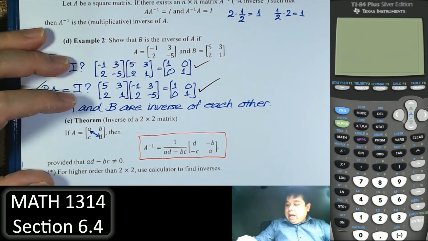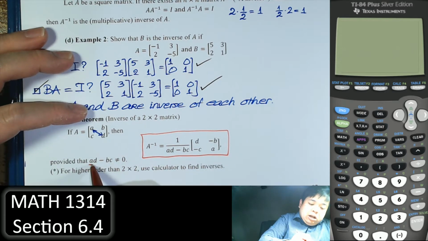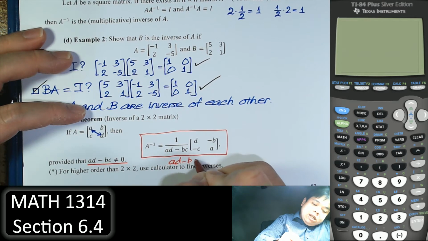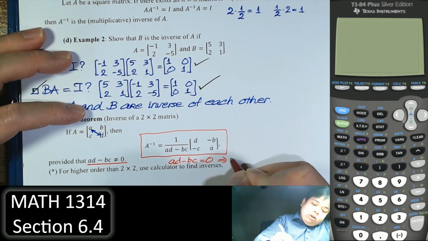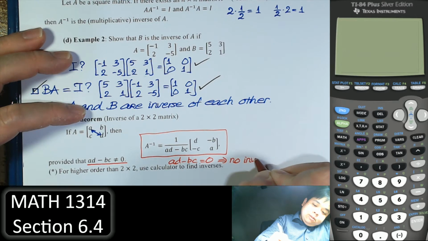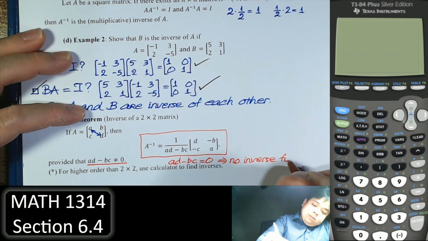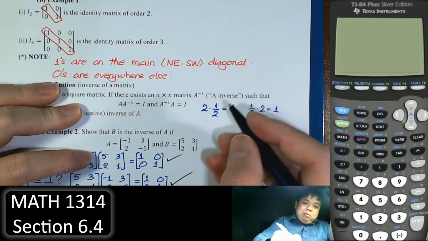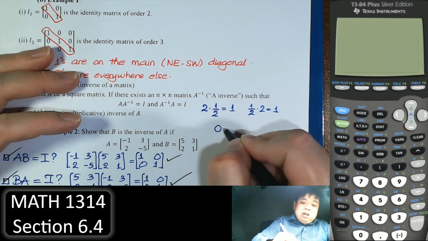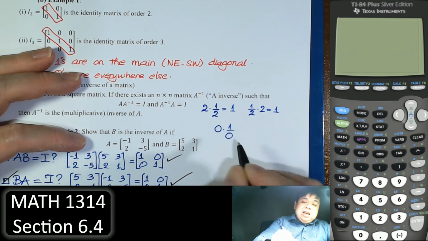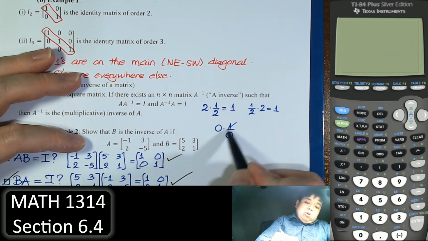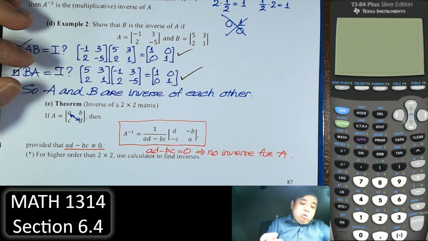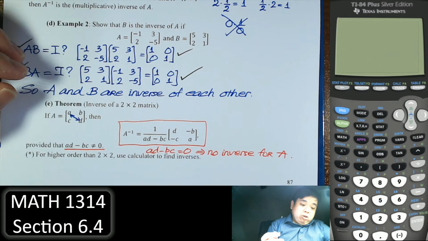By the way, ad minus bc must not equal 0. If ad minus bc equals 0, then there will be no inverse, so A does not have an inverse. Just like the number 0 doesn't have an inverse because dividing by 0 is undefined. So 0 doesn't have an inverse. Just like this, in certain situations, we will not have the inverse of a 2 by 2 matrix.